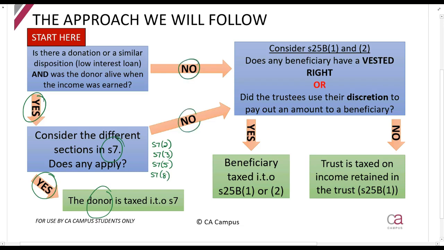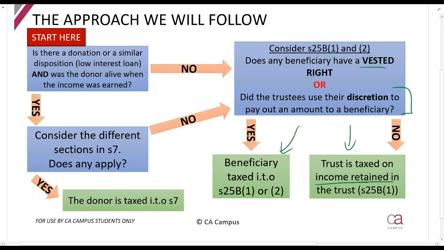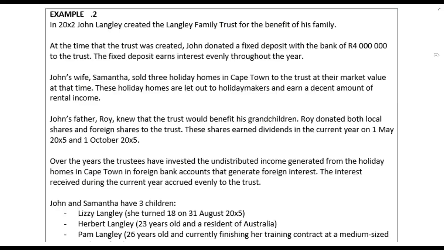No. Or if section 7 does not apply, you do section 25B. If someone has a vested right, or if an amount was paid to them, they are taxed on it. If no one has a vested right and the amount was not paid, so it's the income retained in the trust, then the trust will be taxed on that. So that is what we're going to come back to the whole time. So when I repeat that question, you know what we are going through. You should do it in the exam as well.